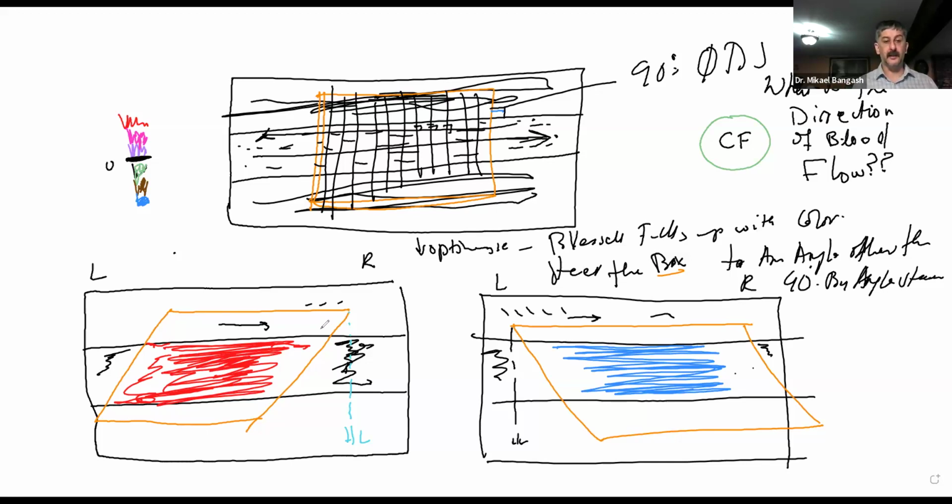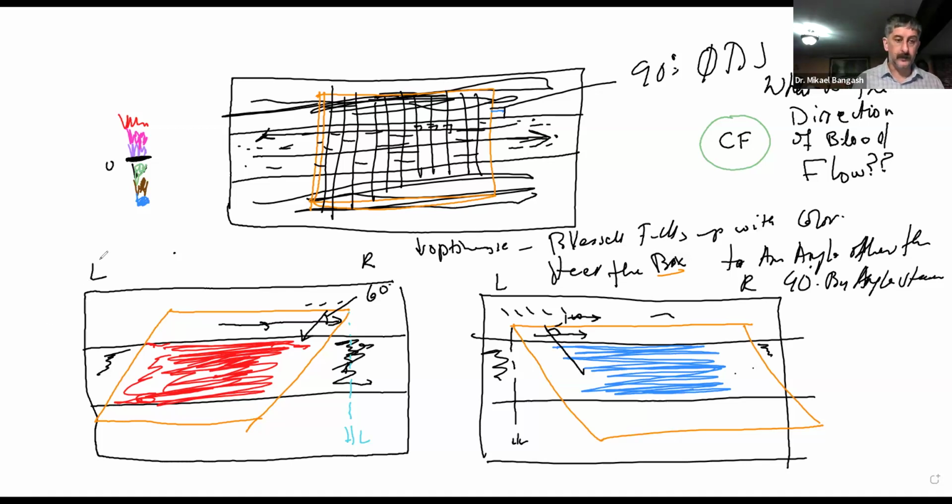At least make sure that the angle between the beam and the direction of the blood flow is anything but 90 degrees. Did you guys get that?